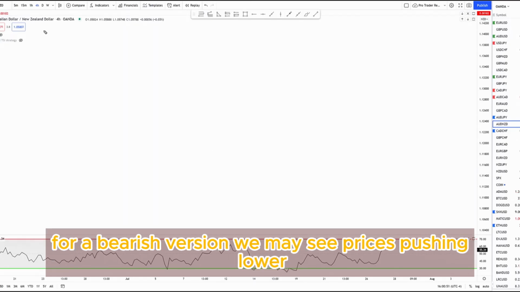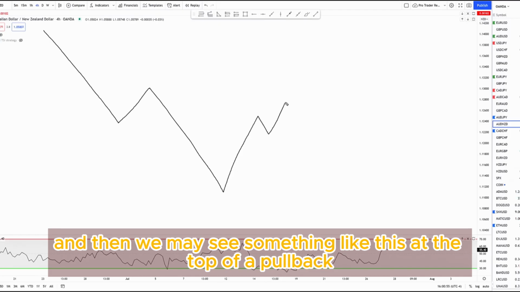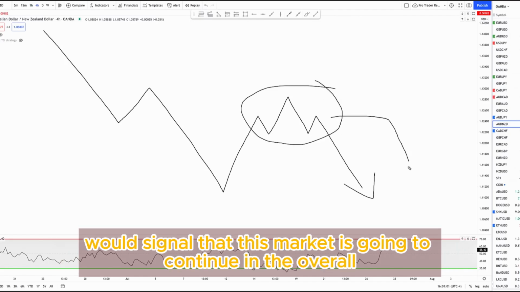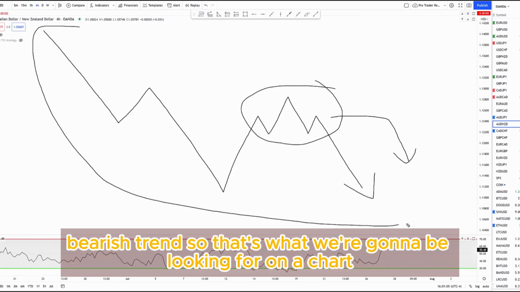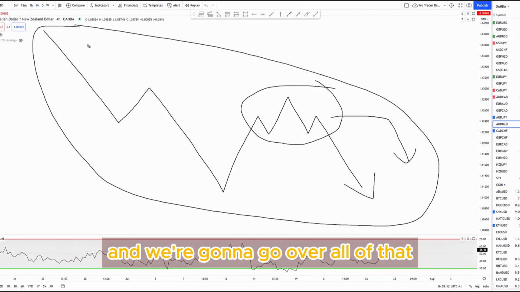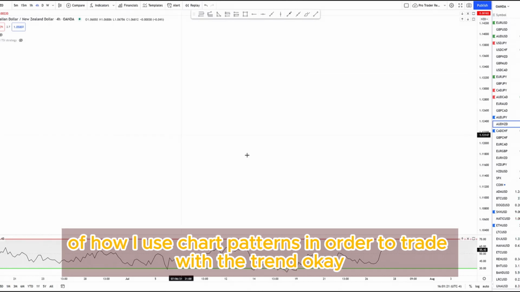For a bearish version, we may see prices pushing lower, and then we may see something like this at the top of a pullback. A head and shoulders pattern at the top of a pullback would signal that this market is going to continue in the overall bearish trend. So that's what we're going to be looking for on a chart. We're going to have a different type of confluence for this, and we're going to go over all of that. And I'm going to give you 4 real examples on real charts right now of how I use chart patterns in order to trade with the trend.